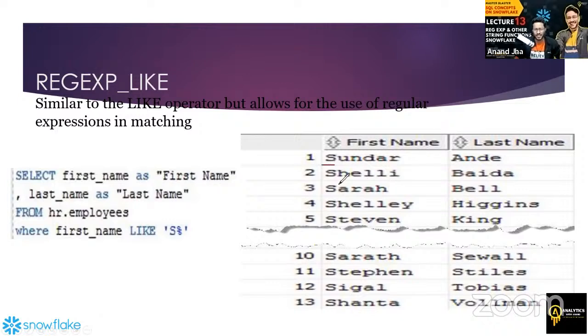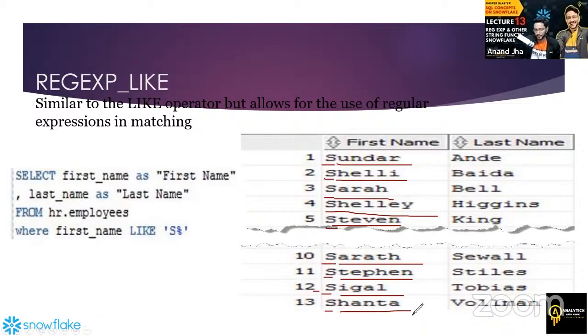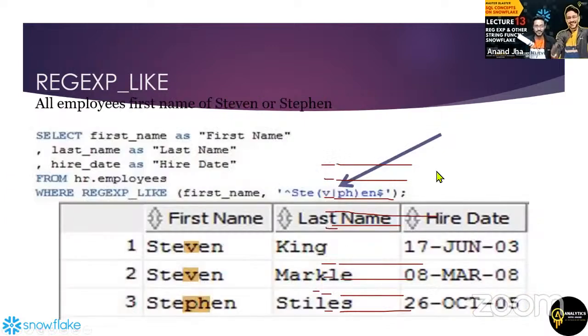LIKE is widely used in the analytics industry, right? Only the starting letter is S. The rest can be anything, it doesn't matter to me. I want the list of all the employees whose names start with A, right? So it will return all the names starting with that particular starting alphabet. NLP is widely used, that's why I'm discussing that. It's clear?